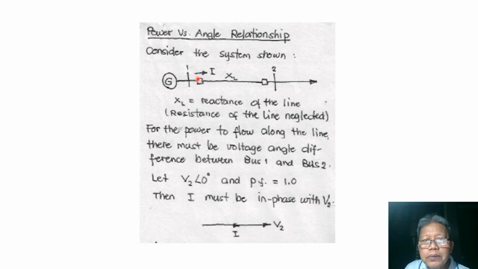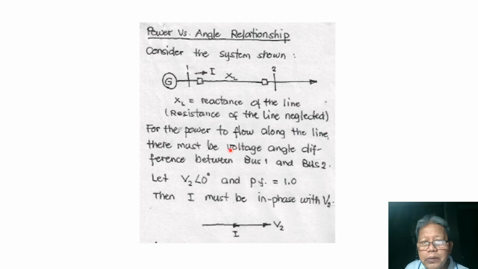Now, first, let us consider the system as shown, where we have a single generator supplying power to a load through a transmission line between bus 1 and bus 2, where the reactance of the transmission line is designated as XL and the current supplied by the generator, which is also the current of the load, as I. So XL here is the reactance of the line with resistance of the line neglected.